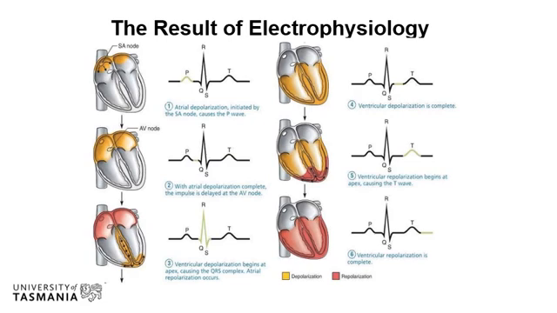Ventricular depolarization begins at the apex, causing the QRS complex. Atrial repolarization then occurs, and atrial repolarization will be hidden in that QRS complex. Ventricular depolarization is complete, and then ventricular repolarization begins at the apex, causing the T wave. Ventricular repolarization is then complete.